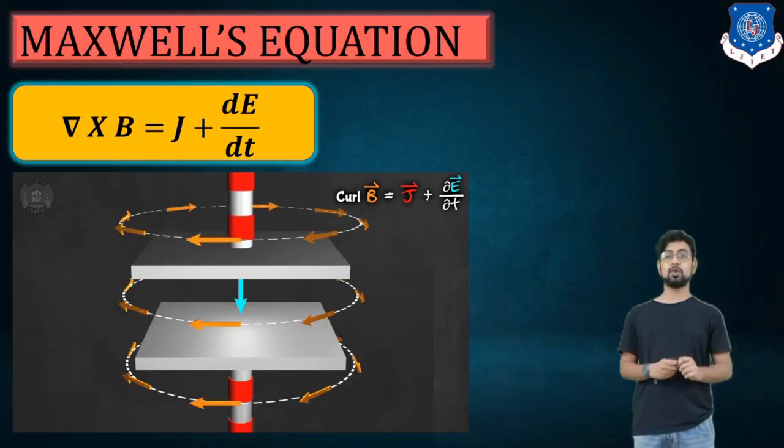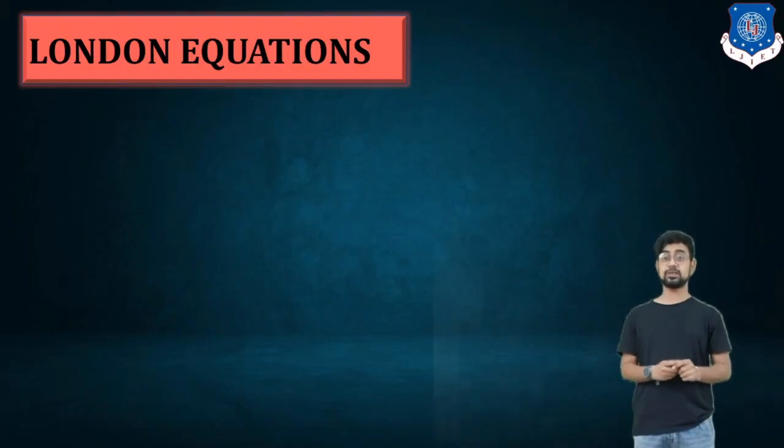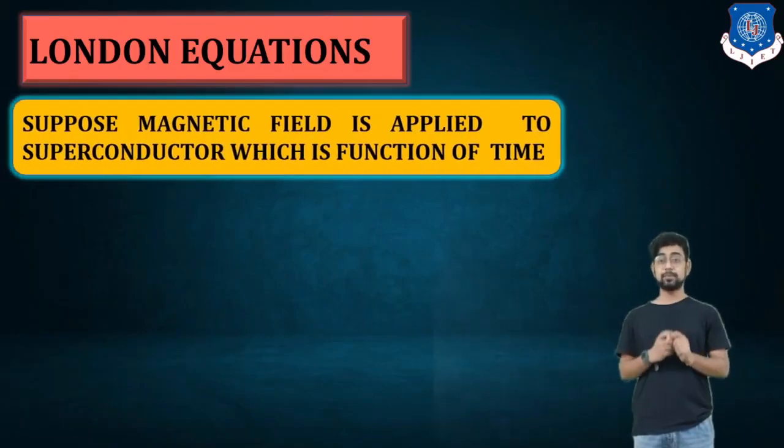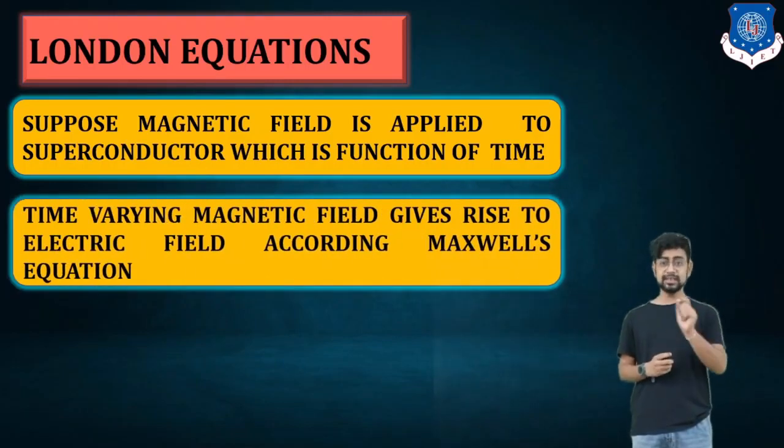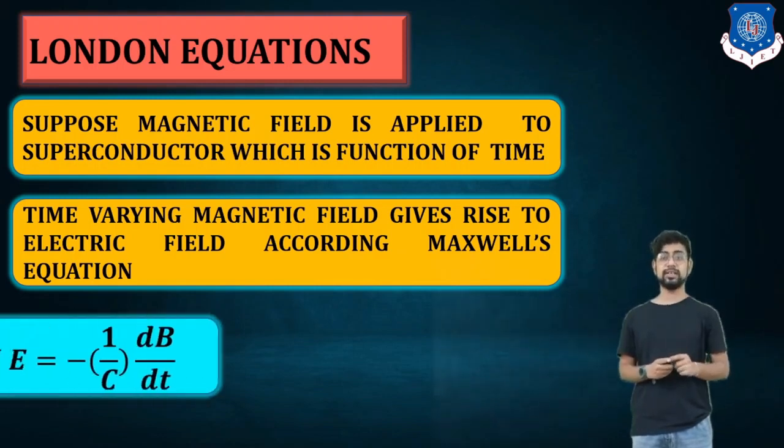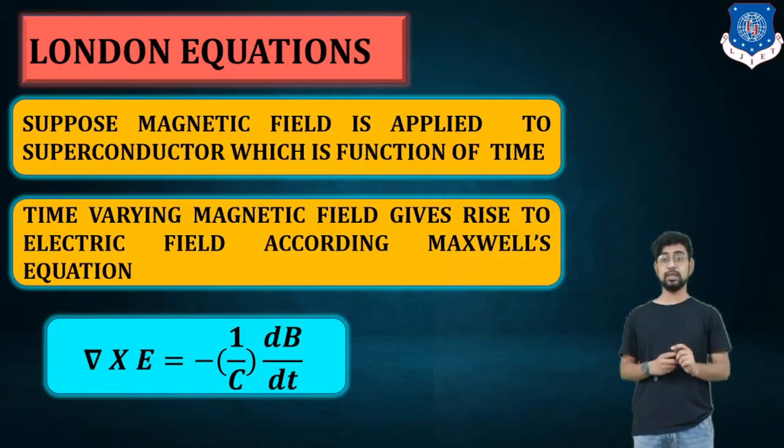Now we can start with the London equations. For the first equation, suppose a magnetic field is applied to the superconductor, which is a function of time. We are providing a magnetic field to the superconductor that varies with time. This varying magnetic field gives rise to an electric field according to the Maxwell equation we have already seen: curl of E equals minus 1 upon c dB by dt, which is the minus of the rate of change of the magnetic flux.